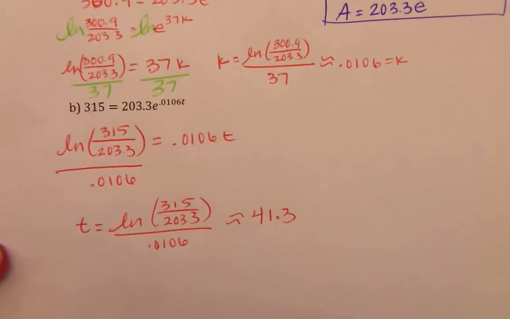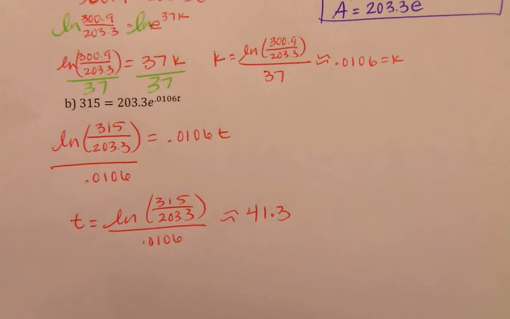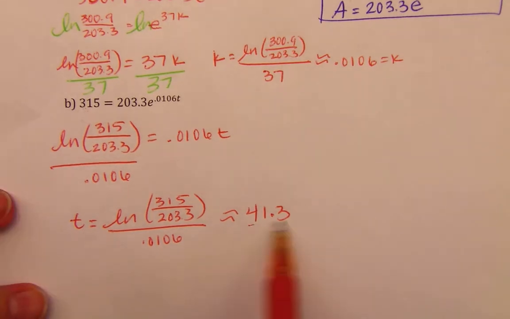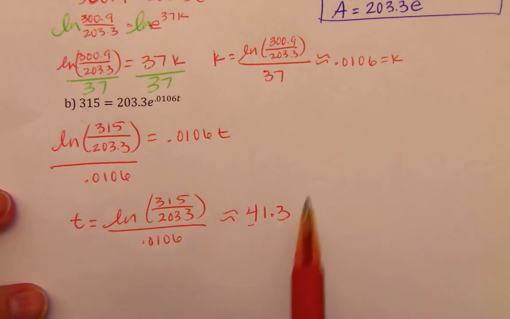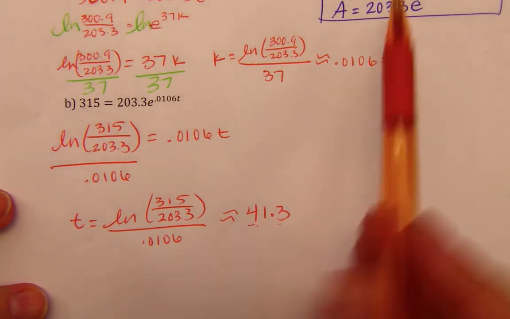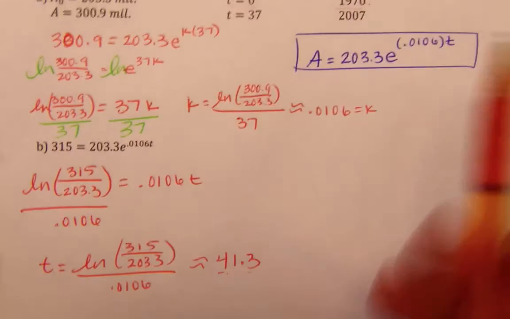Now, because we are working with a real-world problem, we need to think, does this answer make sense? What does this actually mean? Because the question said, by which year? Well, the year isn't 41.3. The year would be this many years after 1970.